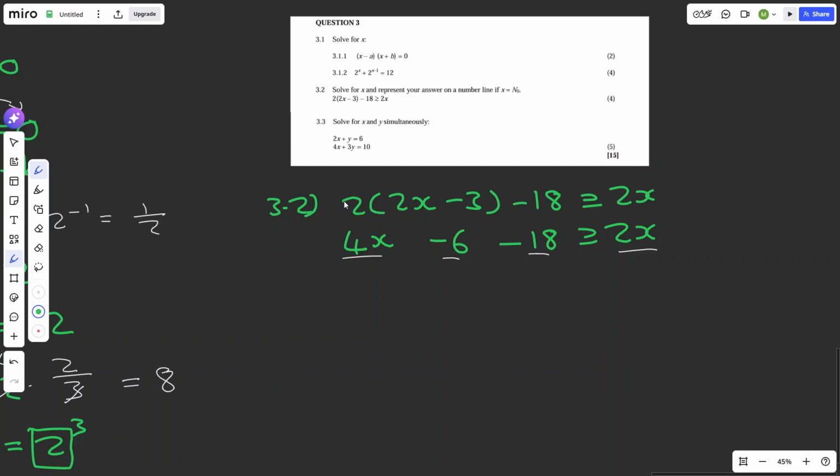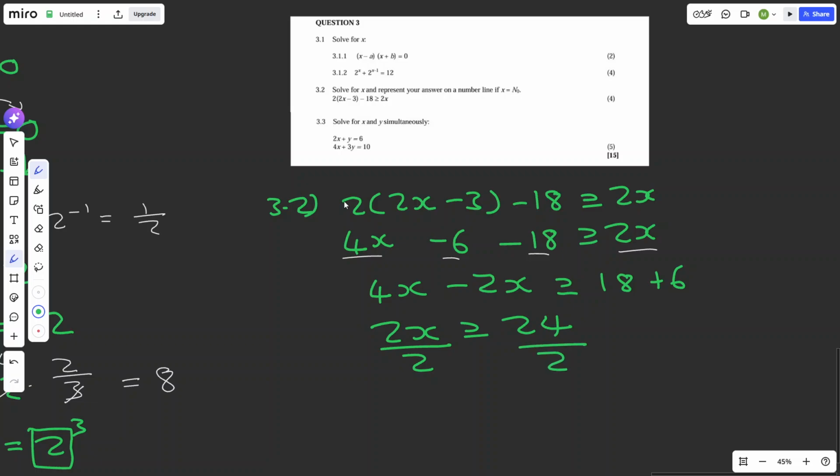So let us quickly do that. We'll have 4x minus 2x, so I took the 2x and transposed it to the other side, greater or equal to 18 plus 6. Now let us rewrite this. It's going to be 2x greater or equal to 24. Now we can divide both sides by 2, so we'll have x greater or equal to 12.